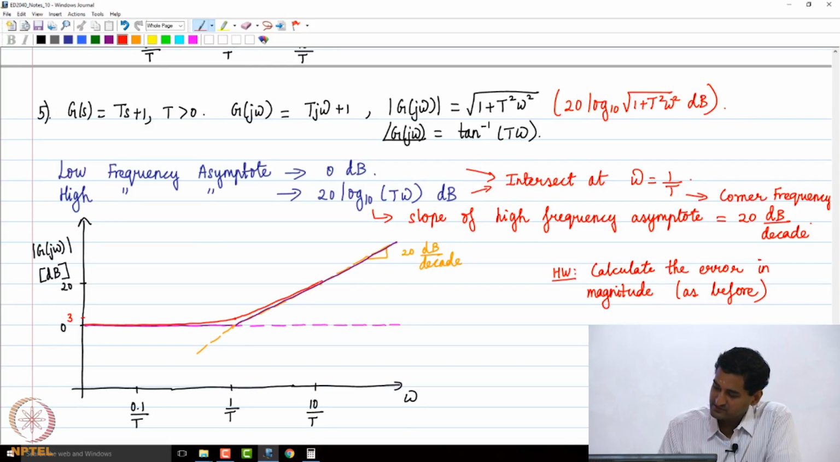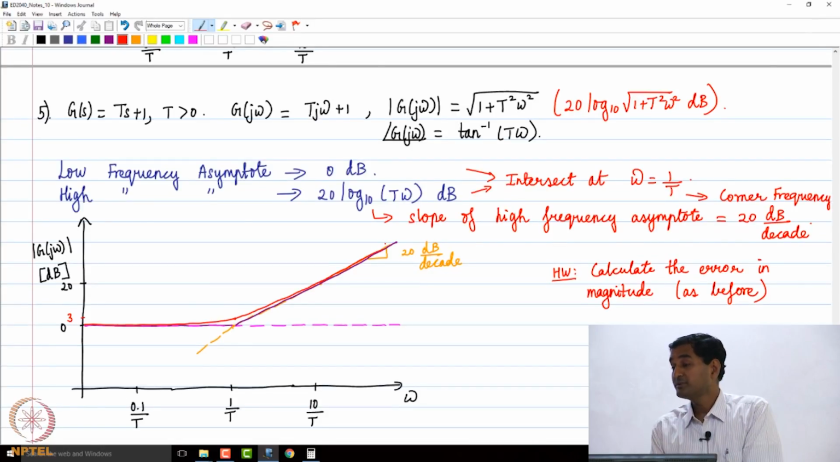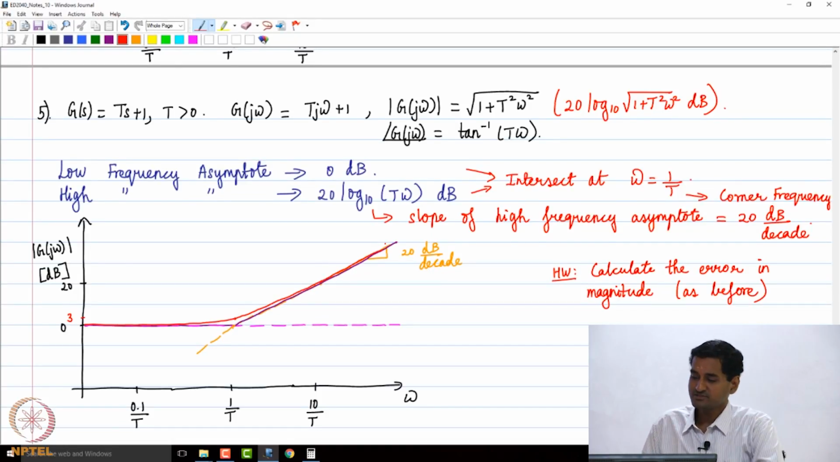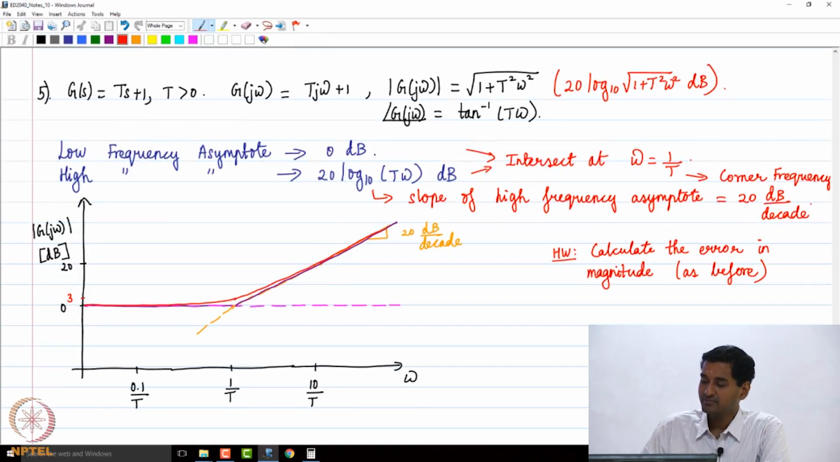So now you see that at high frequencies the magnitude is increasing at the rate of 20 decibels per decade. In fact, the factor Ts plus 1 is amplifying high frequency signals, it is not attenuating. So this is like a high pass filter. The higher the frequency, the greater is the scaling, the amplification of the input signal. That is the characteristic of capital Ts plus 1.